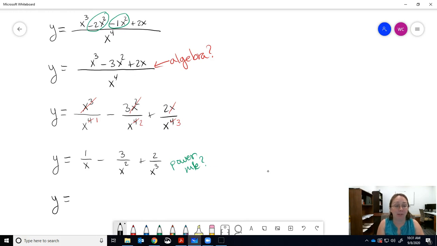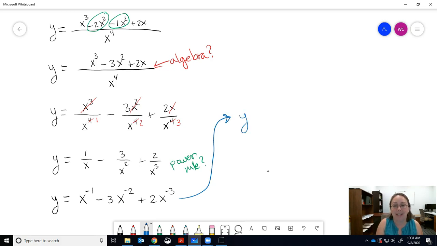Bring all the x's up to the numerator. So 1 over x, we've talked about that one in previous videos. That becomes x to the negative 1. Minus 3, bring the x up. x squared becomes x to the negative 2. Plus 2, x to the negative 3. This is not the derivative. But now we're in a beautiful format for taking the derivative.